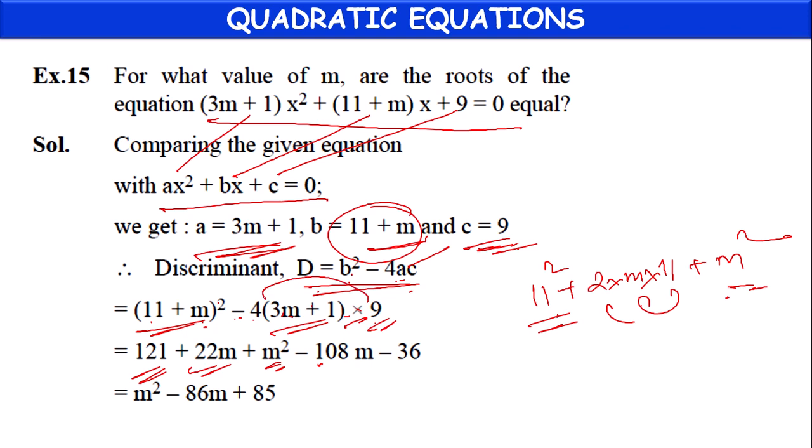Okay, 9 also we have here. 9 into 4, 36. 36 into 3, 108m. 9 into 4, 36. 36 into 1, 36. But as we have minus here, this symbol will change to minus. So we have m square minus 108m plus 22m, which is minus 86m, minus 36 plus 121, which is plus 85. So this is the discriminant value.